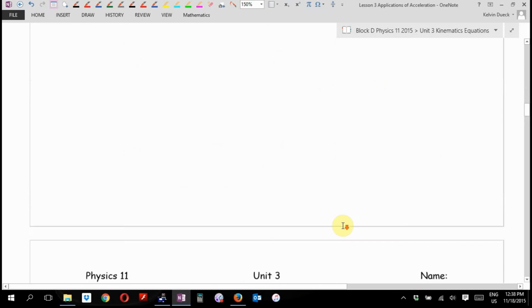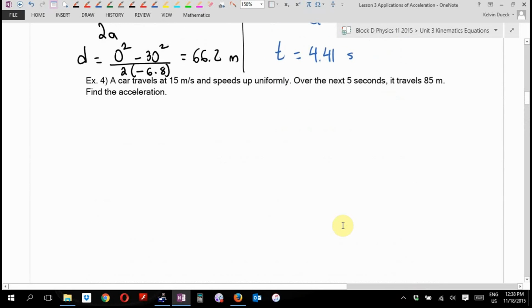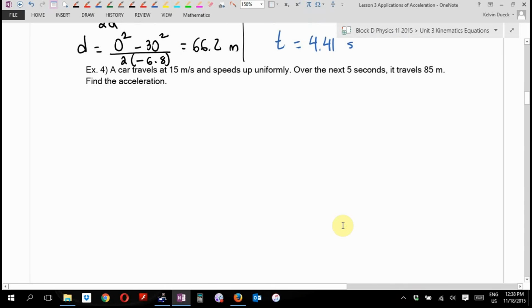We're going to do example 4. We're going to finish with example 5, and then we're going to pause. Example 4 says a car travels at 15 meters per second and speeds up uniformly. Kayla, speeds up uniformly. That's physics speak for constant acceleration. I'm not going to change the acceleration partway through. So you'll see that phrase fairly often. That's our way of saying, hey, you can assume that whatever A you get is whatever A you get.